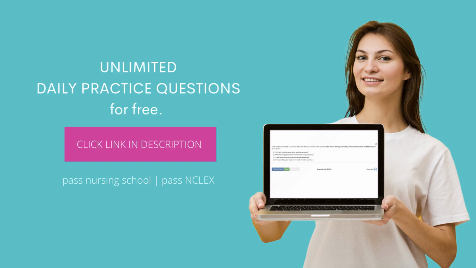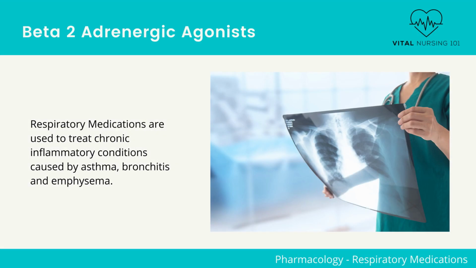Welcome to another video. In this video, we will continue learning respiratory medications starting with beta-2 adrenergic agonists. Respiratory medications are used to treat chronic inflammatory conditions caused by asthma, bronchitis, and emphysema. Treatment for chronic respiratory disorders often includes multiple drug therapies. When administered as inhalation therapies, the following guidelines should be implemented.